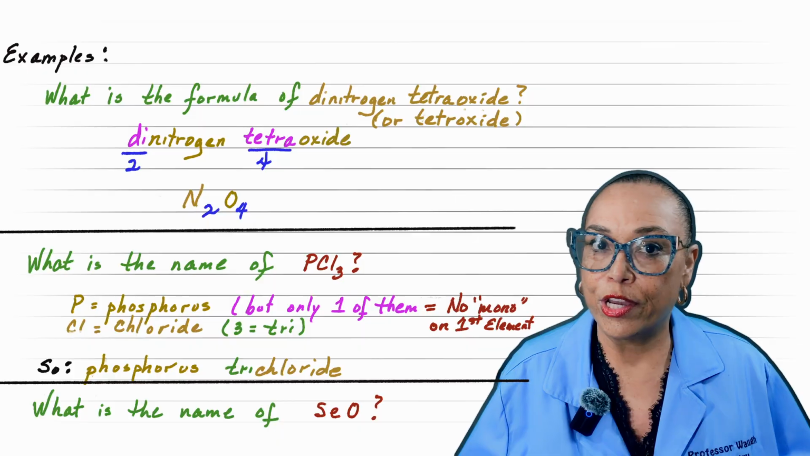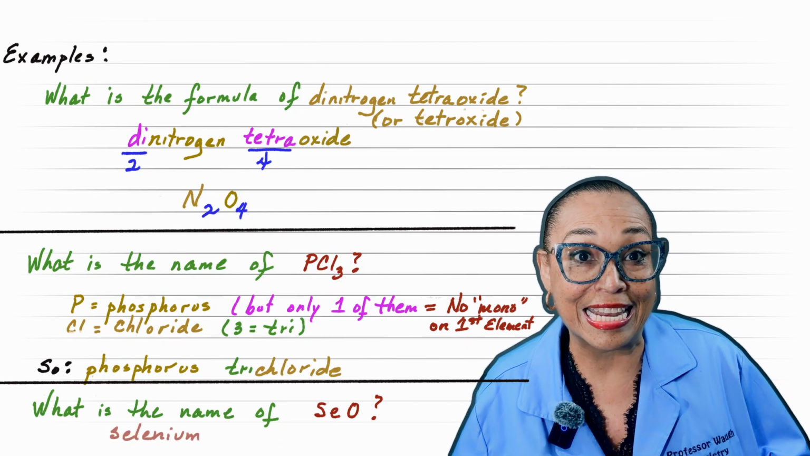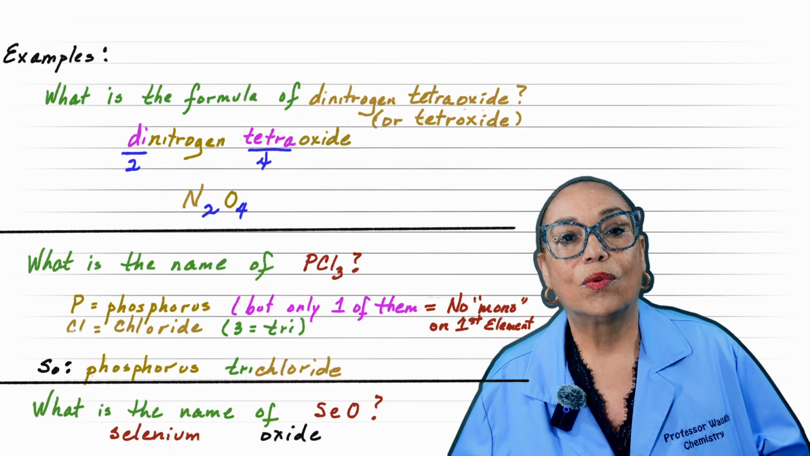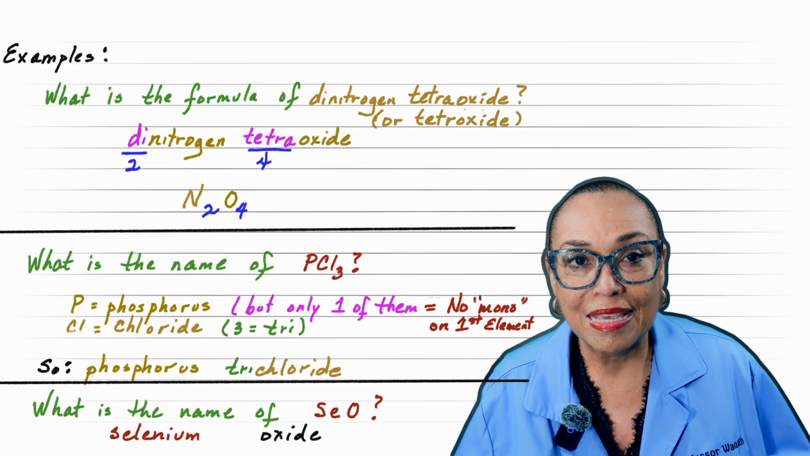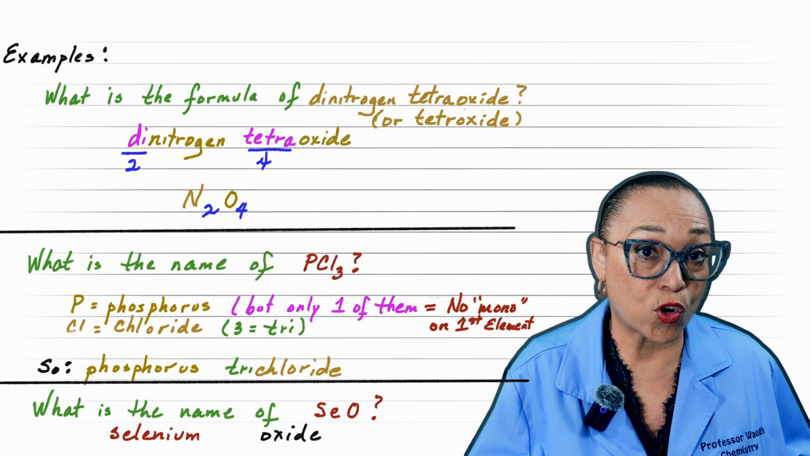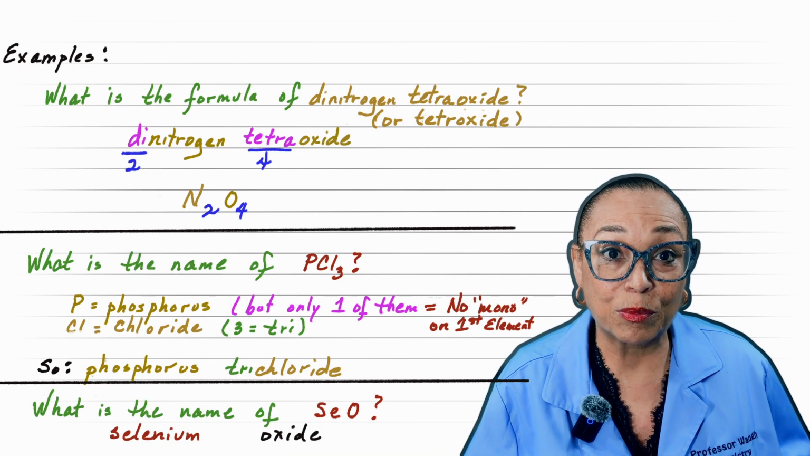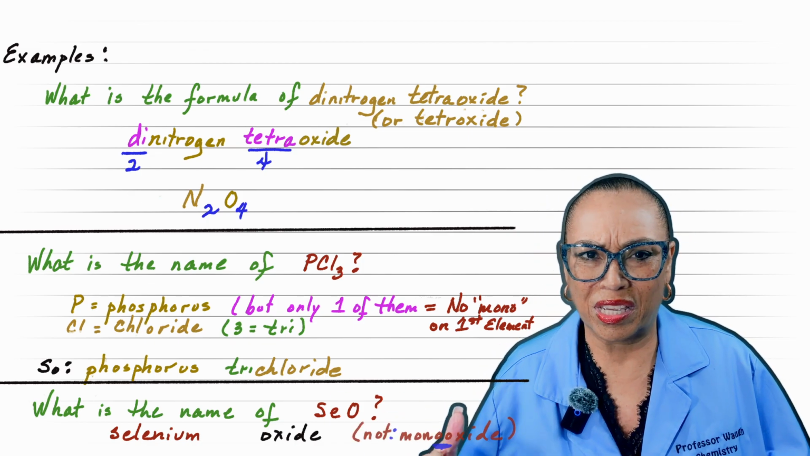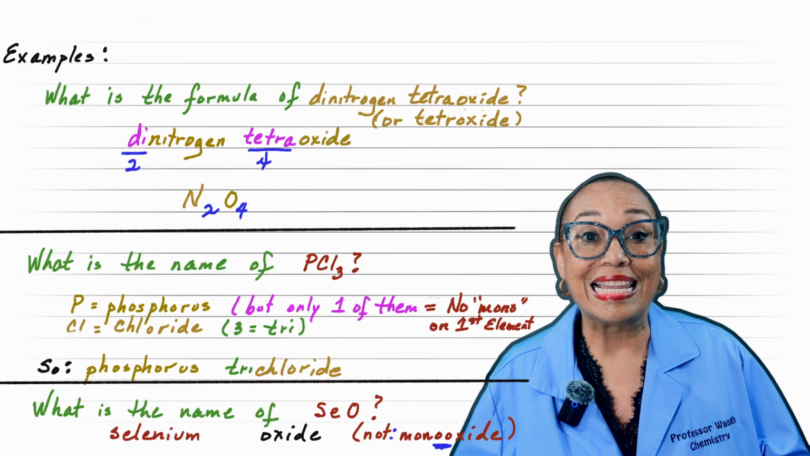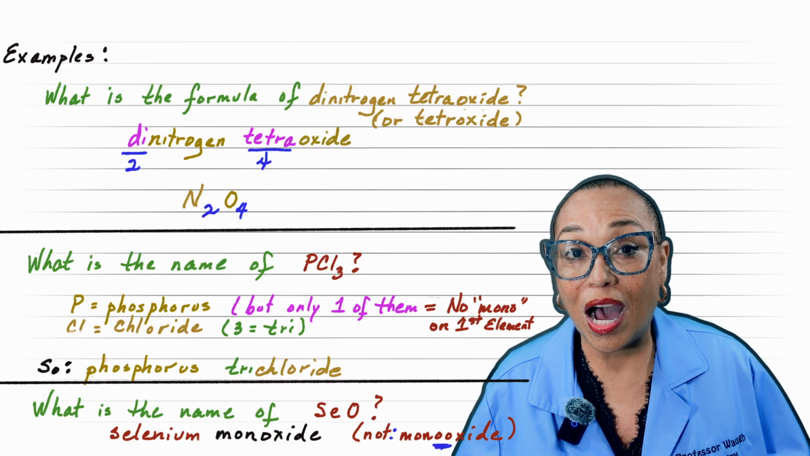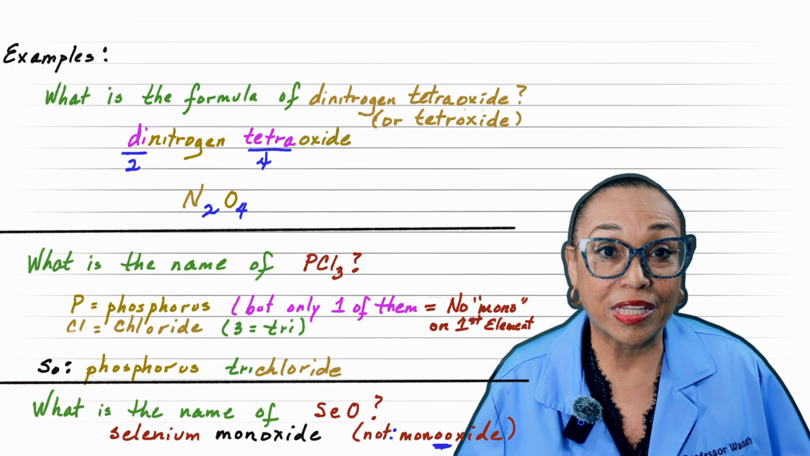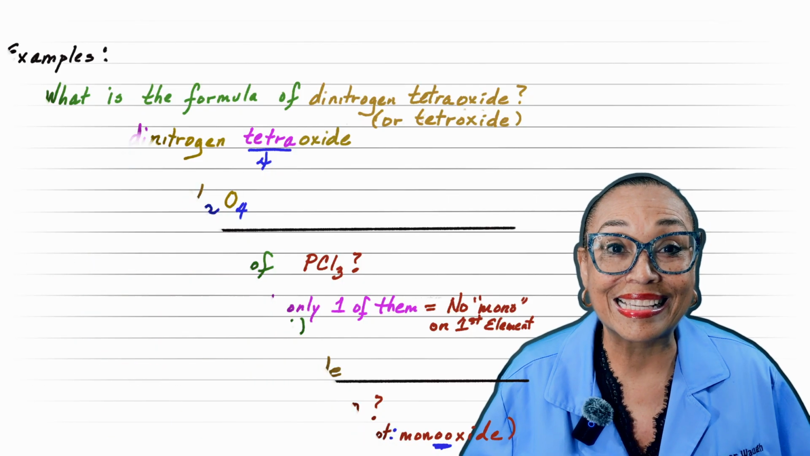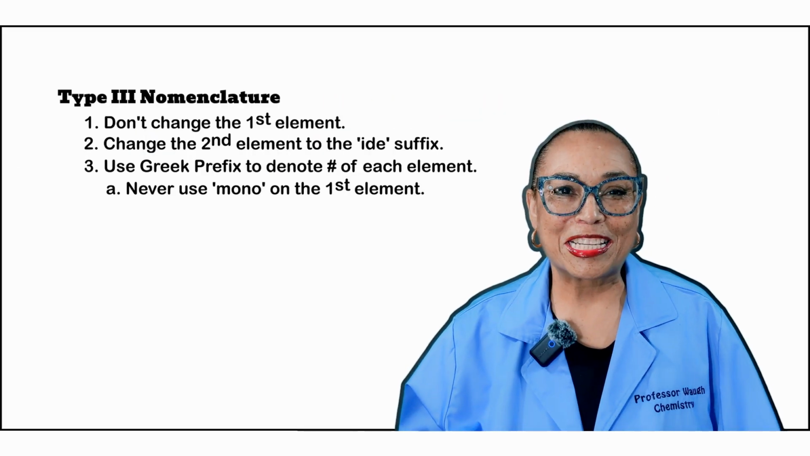All right, what is the name of SeO? Again, Se, I know you know the name, that's selenium. And O is oxide. Now, what I want to emphasize is that yes, never put the mono on the first element, but you must put it on the second element. And don't do 2 O's together, that's crazy. All right, so selenium monoxide, or selenium monoxide is the way we say it. Selenium monoxide. Thank you for attending class.